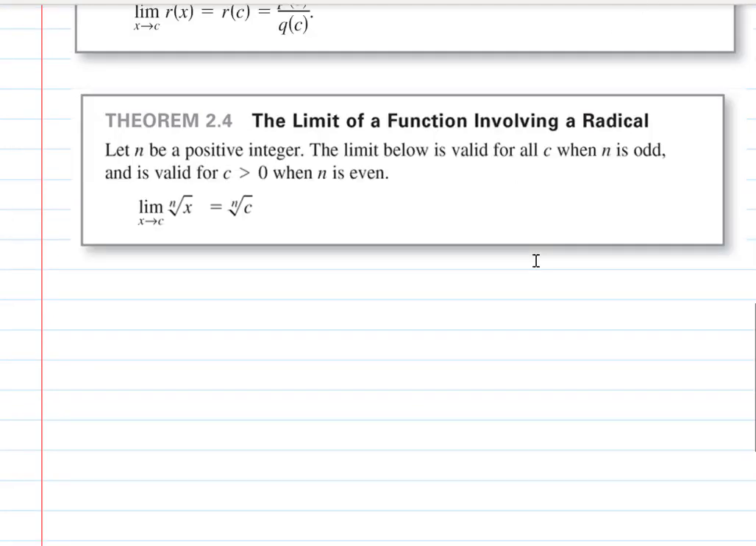Okay, very similar for a function involving a radical. The limit here is going to be valid for all c when n is odd, right? Because we're able to compute that root without having complex or imaginary numbers. But when n is even, we have an even root here, then that's only going to work when c is greater than 0, so it's positive, so that we're able to get a real limit. Because remember, the limit is a real number if it does exist. So with those restrictions, everything is going to be a direct substitution as well.